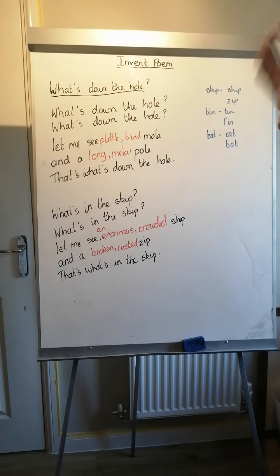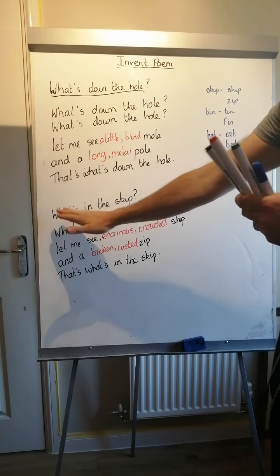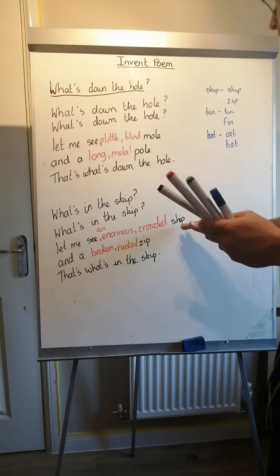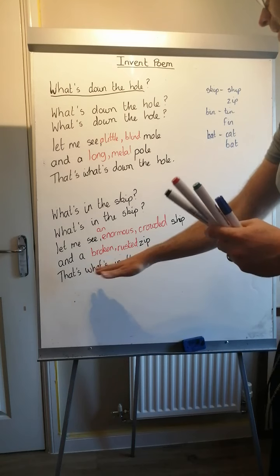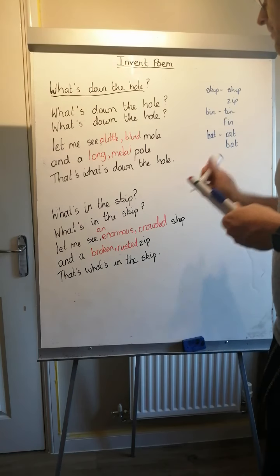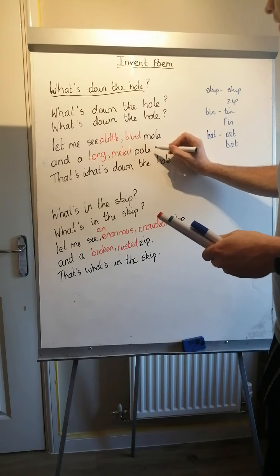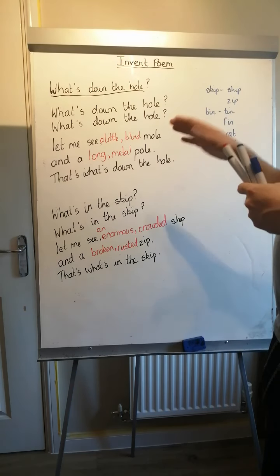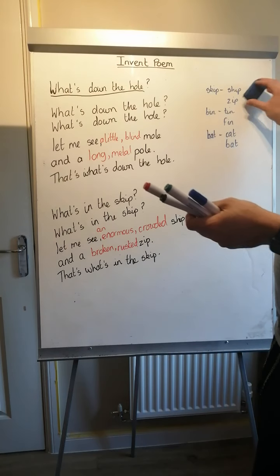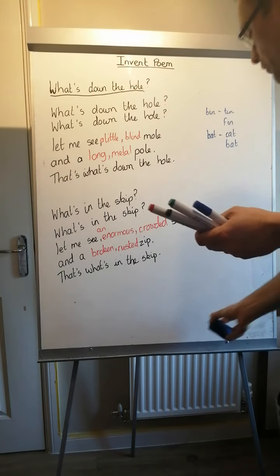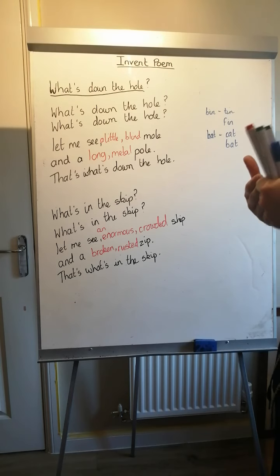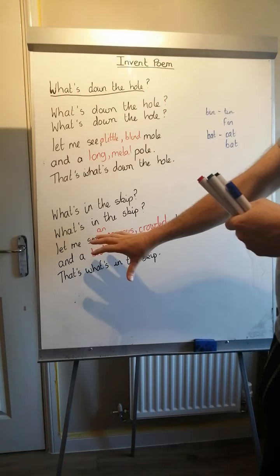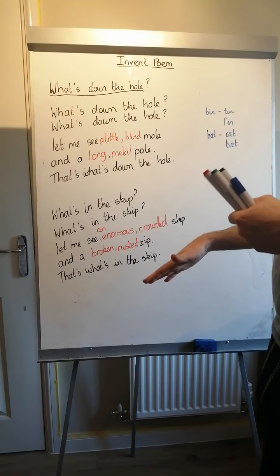Right, let's rewrite the verse, make sure it makes sense. What's in the skip? Let me see an enormous crowded ship and a broken rusted zip. That's what's in the skip. Perfect. You can put a full stop after pole and zip. So that's the first two verses done. And really, you're still not having to come up with very much yourself. You've still got the same structure of the poem. We're just adding a little bit extra.